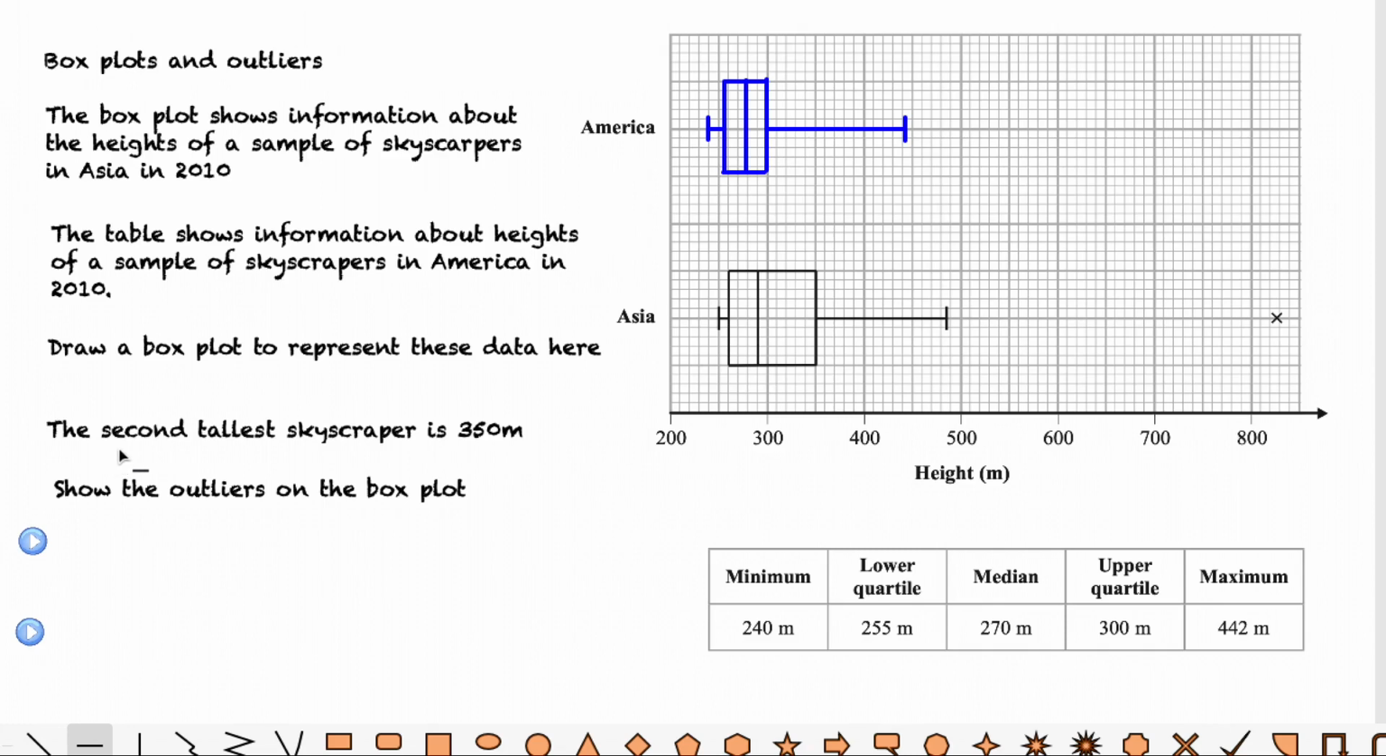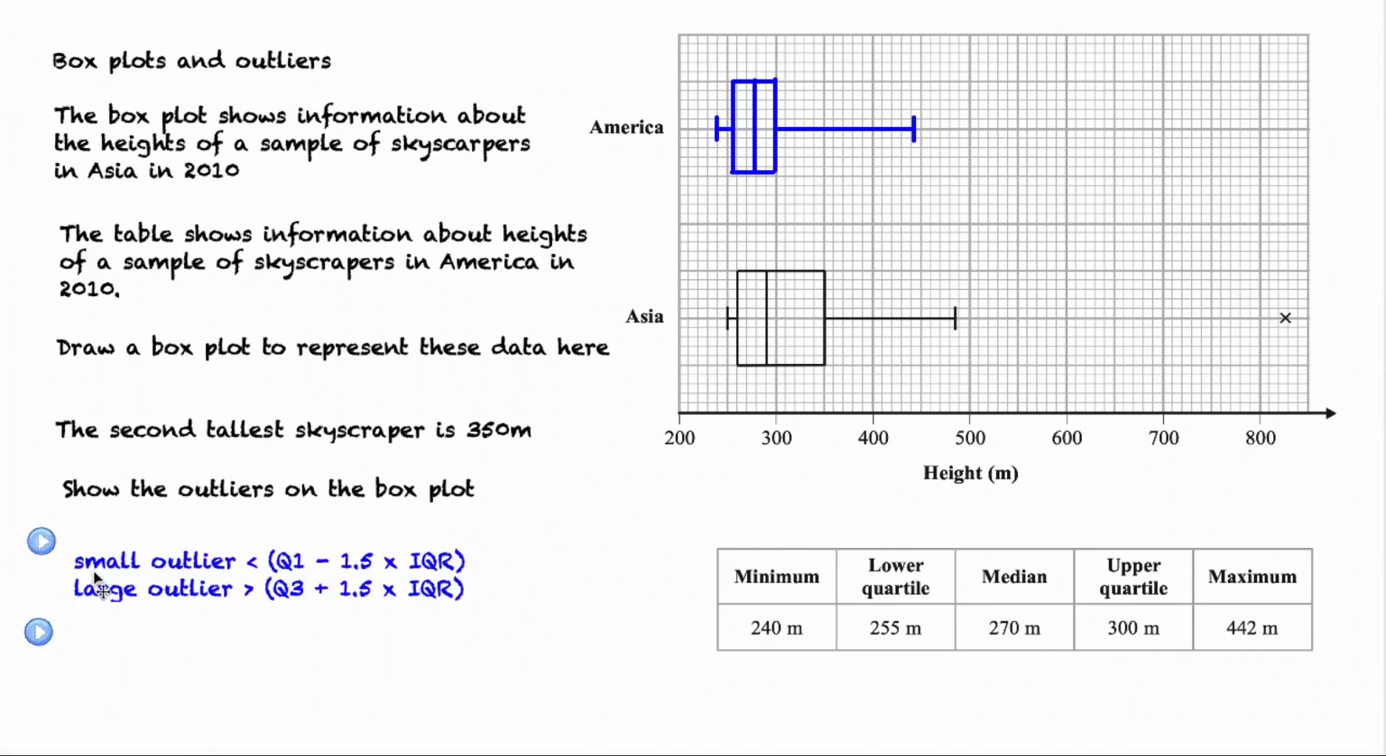I'm also told that the second tallest skyscraper is 350 metres, and I'm asked to show the outliers on the box plot. Here are some calculations. A small outlier will be less than Q1 minus 1.5 times the interquartile range. A large outlier will be larger than Q3 plus 1.5 times the interquartile range. So I'm going to look at this value, Q3 plus 1.5 times the interquartile range.